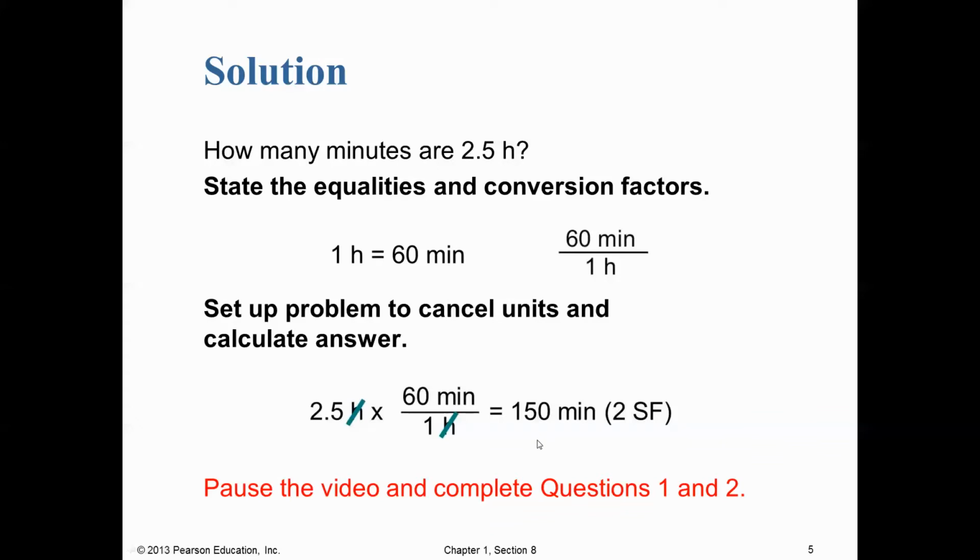I'd like you to now pause the video and then solve questions 1 and 2 in the activity.